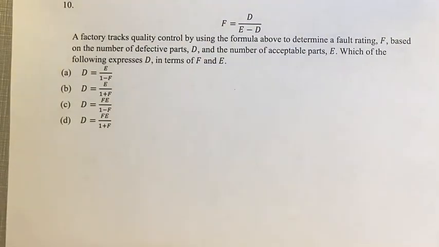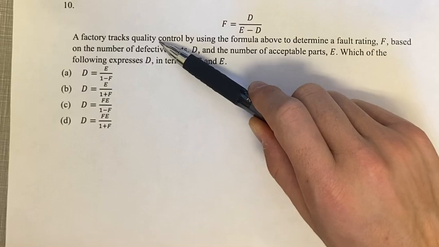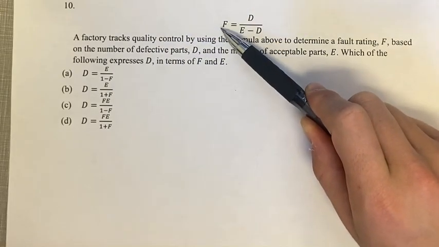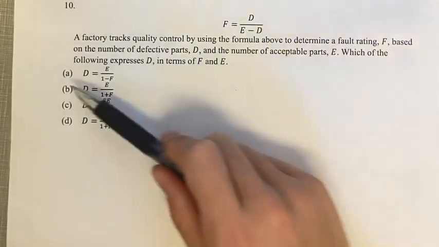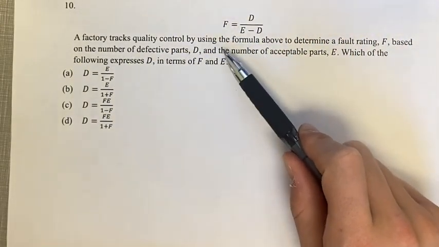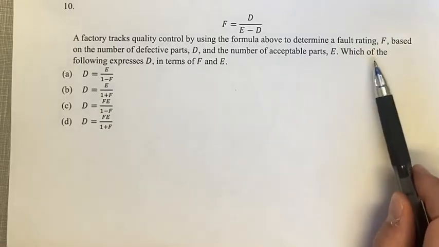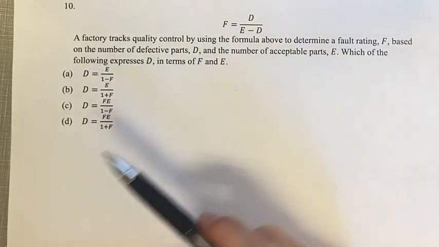In this problem, we're told a factory tracks quality control by using the formula above, F is equal to D over E minus D, to determine a fault rating F based on the number of defective parts D and the number of acceptable parts E. Which of the following expresses D in terms of F and E?